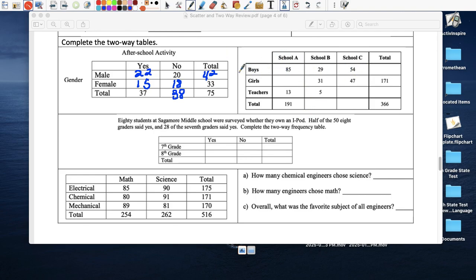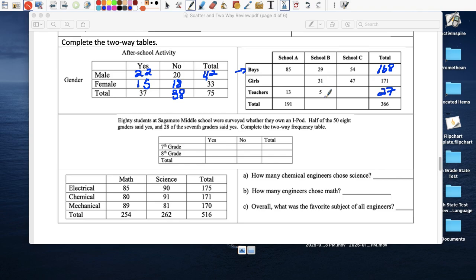Again, over here, let's go this way. Let's add all the boys. 85 plus 29 plus 54. That's going to give us 168. We can add these two and then subtract from 366. 366 minus 168 minus 171 is going to give us here our number, 27.